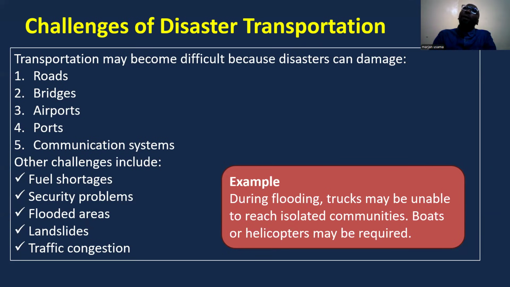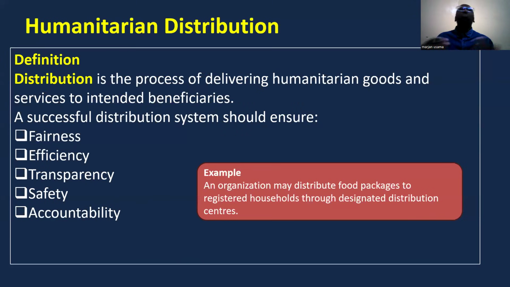You need to help people, but you cannot. That is why many people are still stranded. Traffic congestion: maybe you want to move from point A to point B, but there is traffic. Now, enough, we are through with the transportation. Next, distribution. How is distribution done? Humanitarian distribution. Distribution is the process of delivering humanitarian goods and services to intended beneficiaries, those who have been affected.